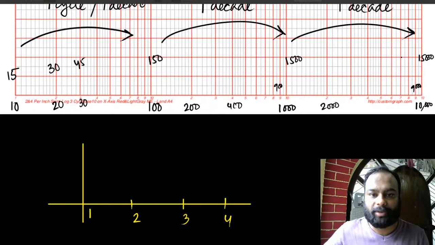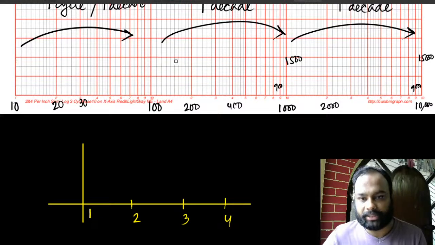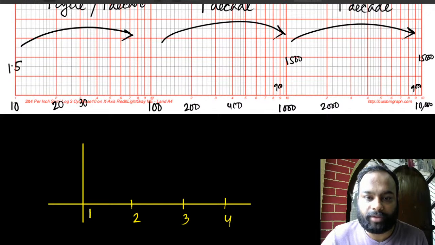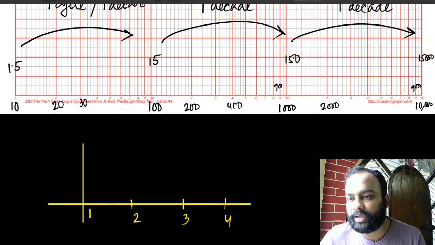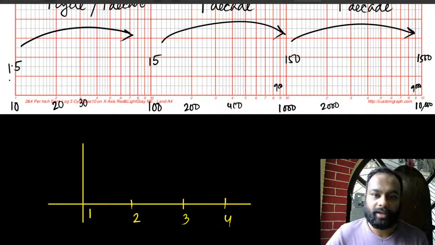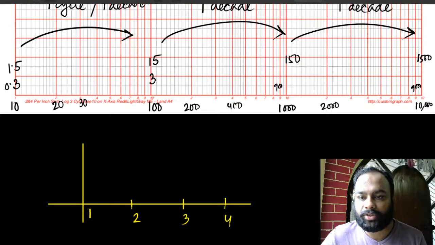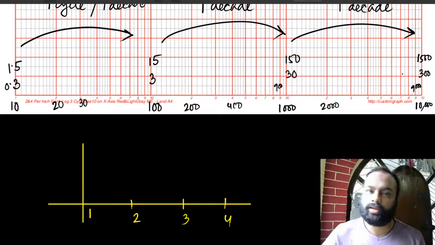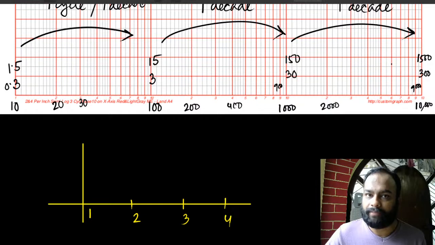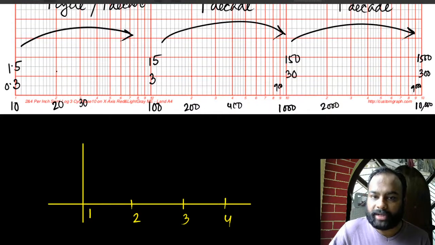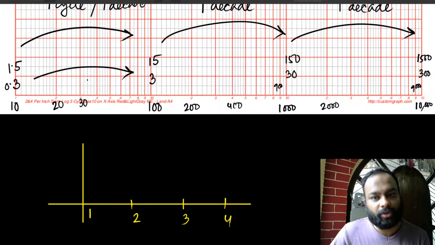So if you consider this to be 15, that's how things will change. If you consider this to be 1.5, this is going to be 15, this is going to be 150, this is going to be 1500, right? If you consider this to be 0.3, for example, this is going to be 3, this is going to be 30, this is going to be 300. You get the idea, right? So whatever you consider here, things will change in decades. That will be a tenfold change.